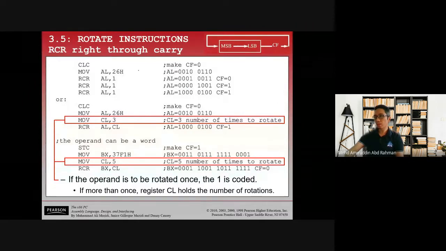We have the CLC command, which makes the carry flag 0. So we have 26, this is 2 and this is 6. Rotate carry right, RCR. We will move in that direction. The 0 is brought over here, so it goes to the CF, and then all of that will be 0.